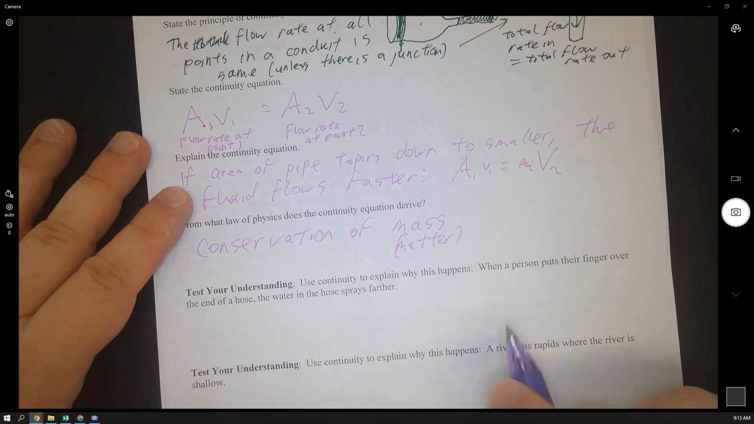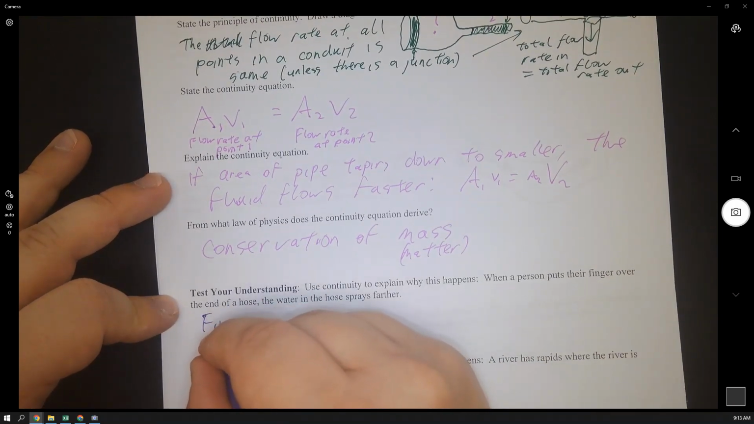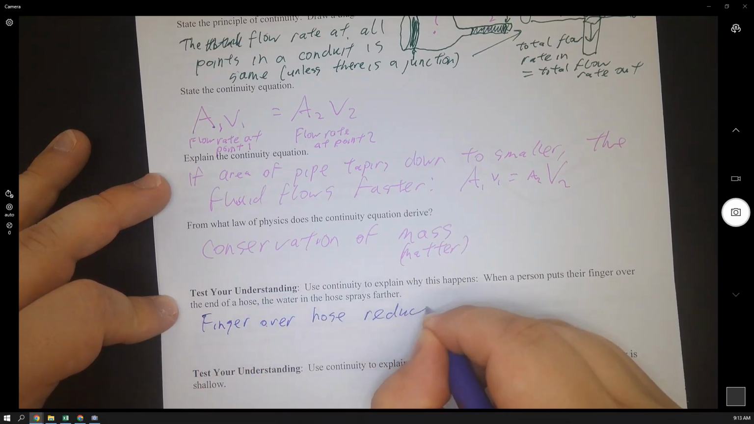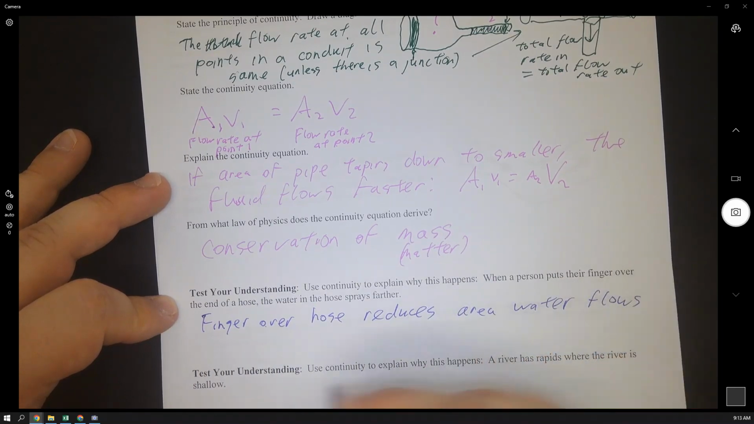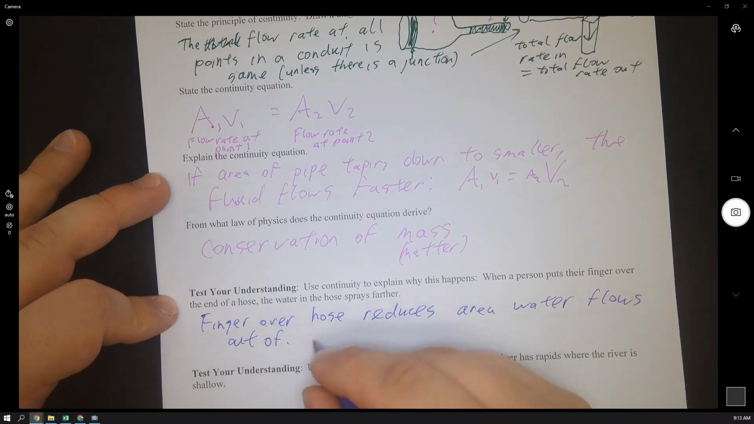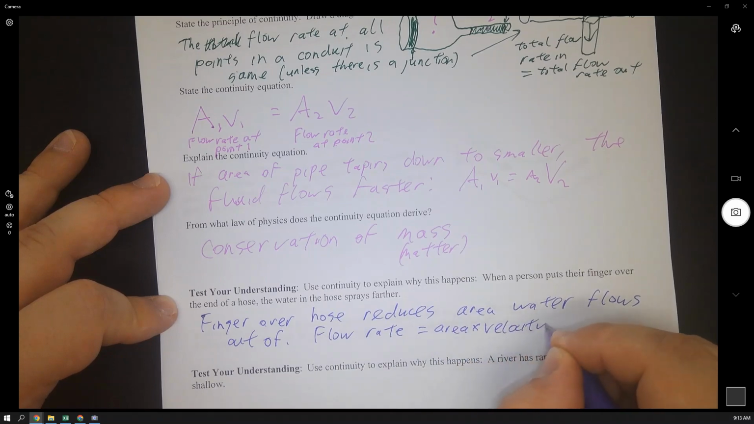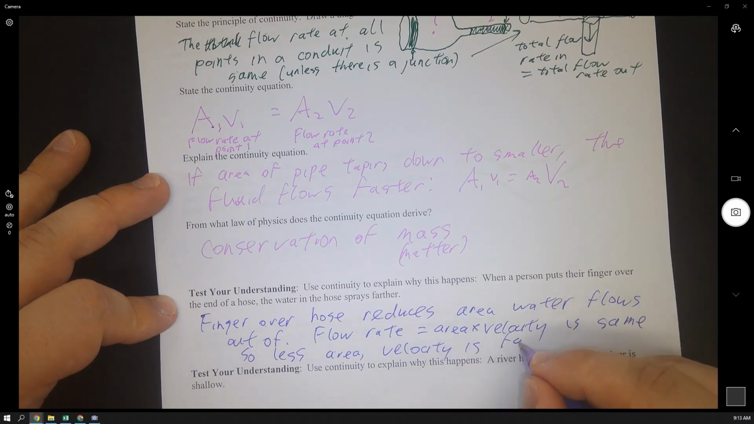When a person puts their finger over the end of the hose, the water in the hose sprays faster. The finger over the hose reduces the area the water flows out of, okay? But the flow rate, which is area times the velocity of the flow, is the same. So if there's less area, the velocity is faster.